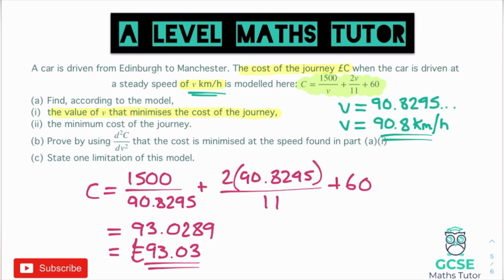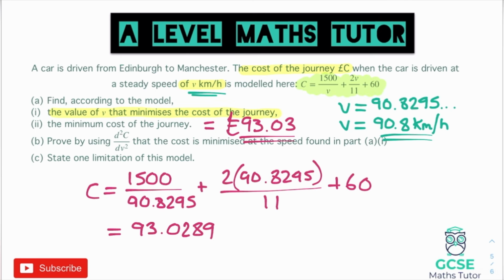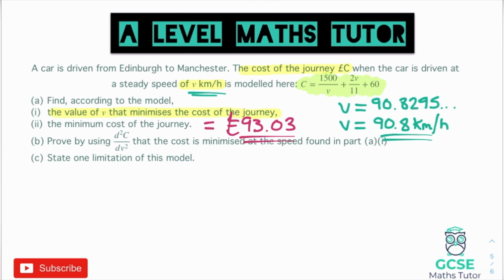Okay, so moving on to part B, it says prove by using the second derivative that cost is minimised at the speed found in part A(i). So we don't actually need this cost here for the second part of our question, so let's get rid of all of this, but we will keep our answer there for part 2, and we'll get rid of the rest of our working. Okay, so now we've got rid of that, we can have a look at part B.